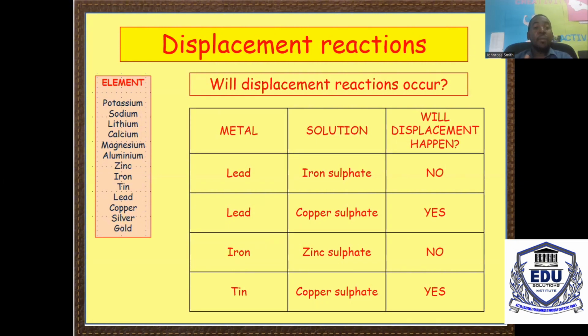If we look at lead and copper, lead is more reactive than copper, so it will displace the copper from the sulfate. Iron is less reactive than zinc, so iron cannot displace zinc from its sulfate. And tin is more reactive than copper, hence tin will take away the sulfate from the copper.